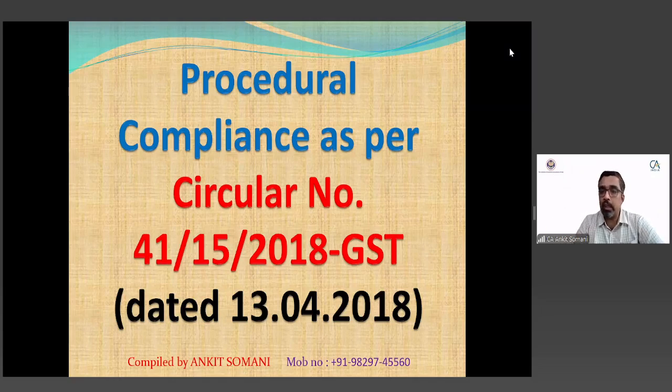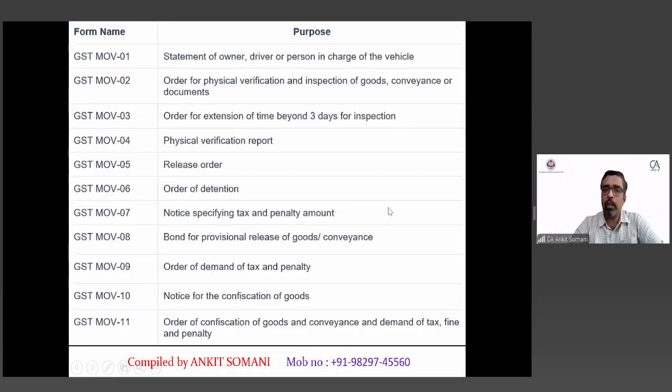Whenever there is such a case, then definitely you have a very good ground to litigate, because compliance is not only to be done by the assessee. Even assessing officers have to follow the procedural compliance per se. Let's proceed. Now, these are 11 forms, MOV-1, MOV-2, till MOV-11. Let's have a look one by one.